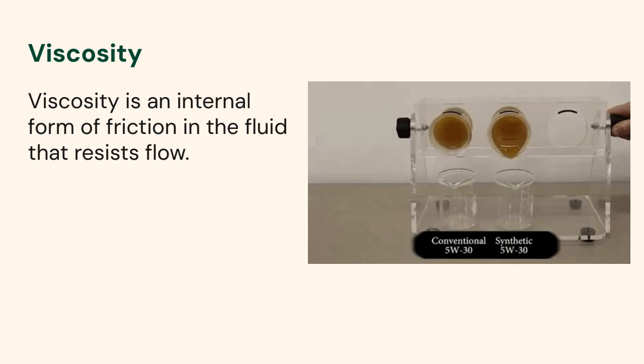Another vocabulary word that you'll need to know is viscosity. You may already know this one. It's kind of how thick a liquid is, but its definition is really that it's an internal form of friction in the fluid that resists flow. So something like honey that doesn't flow very easily is highly viscous, whereas something like water that flows very easily is not viscous, or has a low viscosity. So it's about how easily something flows.